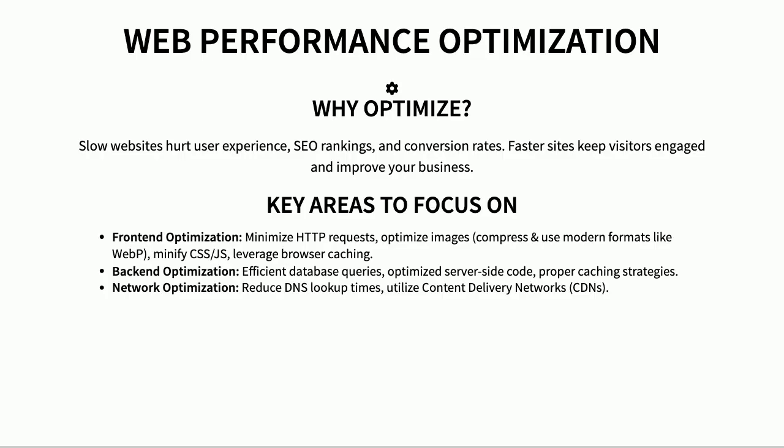There are three key areas we need to consider: the front end, which is what people see directly; the back end, where all the data processing happens; and the network itself. On the front end, things like reducing the number of images you're using, making sure they compress properly, and minimizing your CSS and JavaScript files are really important.